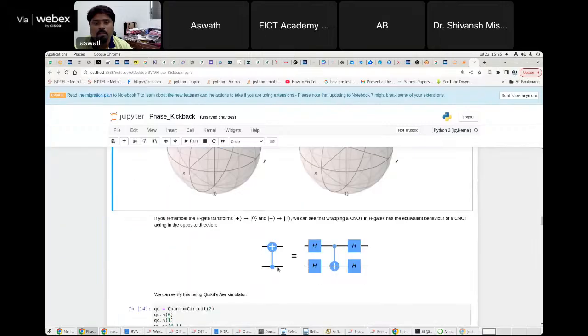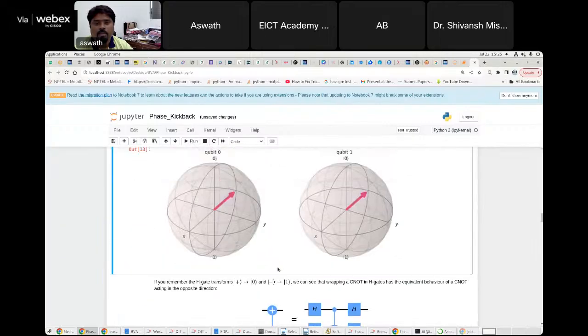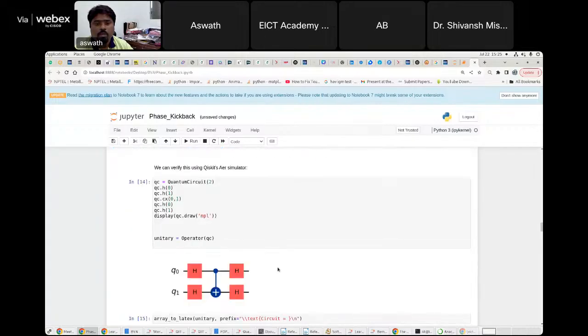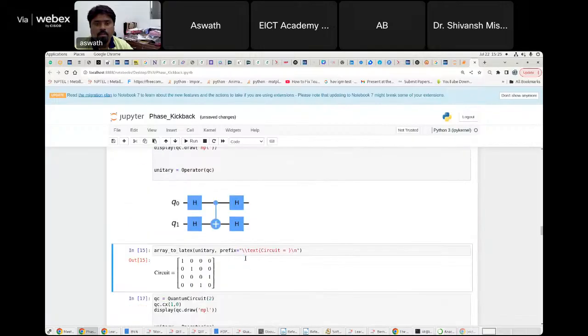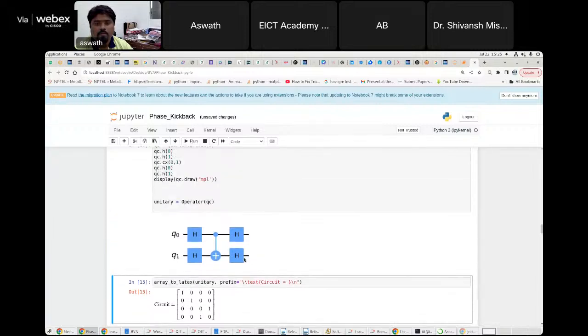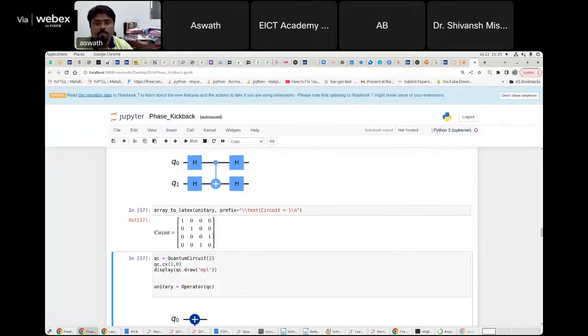So you can also do one thing. You can create this again. For this kind of a thing, what is the matrix coming up? The matrix coming up is a CNOT gate matrix. You see, the first quadrant is identity, the last quadrant is X gate. That is the initial CNOT gate.